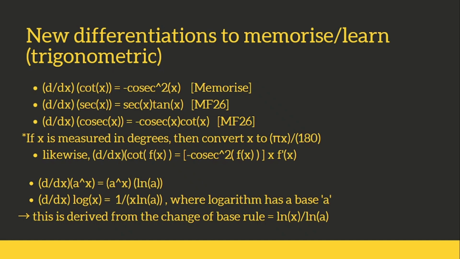Then another thing is that if you differentiate something like a to the power x or like 2 to the power x, what happens is that you get 2 power x times ln of a. Then if you want to differentiate a logarithm, which is a very rare question but it can come out, it's going to be 1 over x ln a, where the logarithm has a base a. This is derived from the change of base rule, but you don't need to remember that. You just need to know those two formulas specifically for a power x and log x. Then likewise for differentiating cotangent x, you just need to memorize it is minus cosecant square x as well.